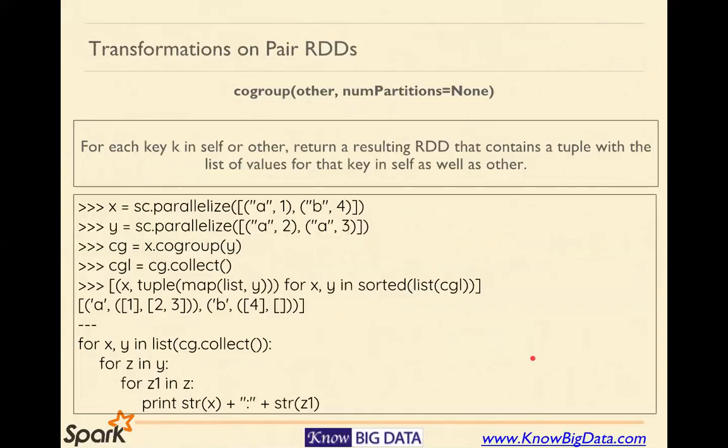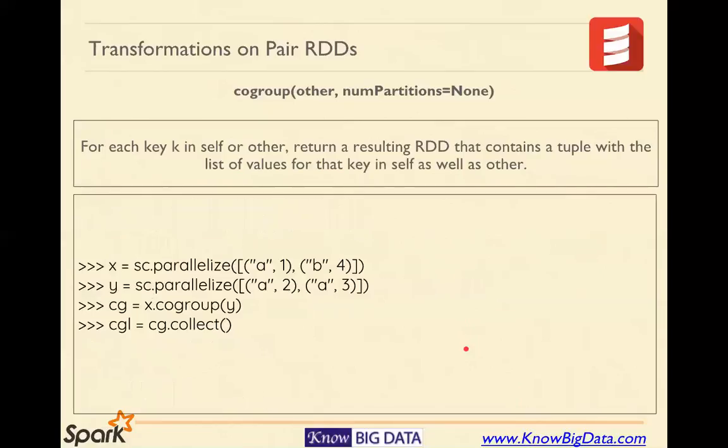Okay, so there is something called co-group. Co-group is basically, for each key in one RDD and the other, returning a resulting RDD containing the tuple with the list of values. Co-group means joining and grouping from both the sides. Okay, that's what co-group is.